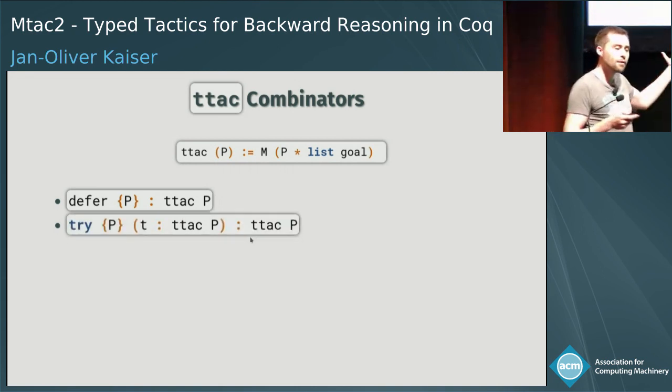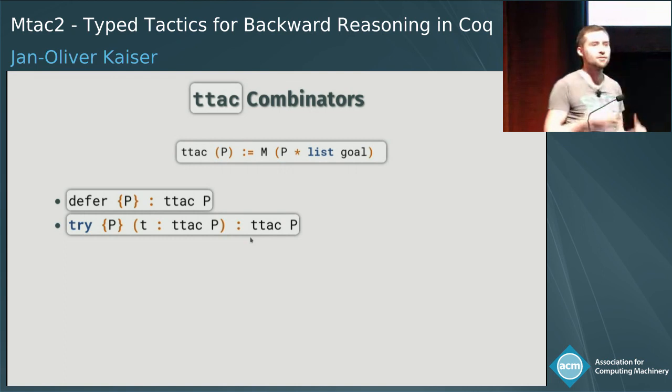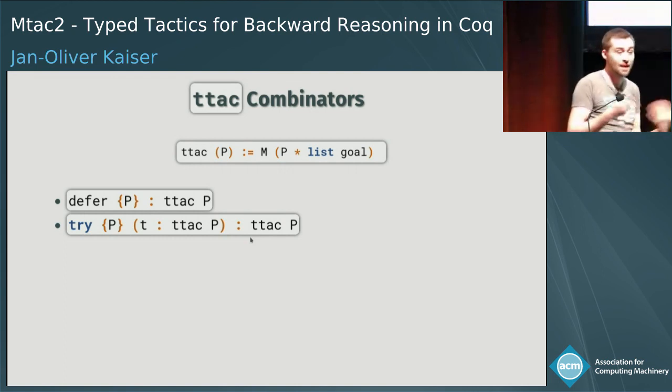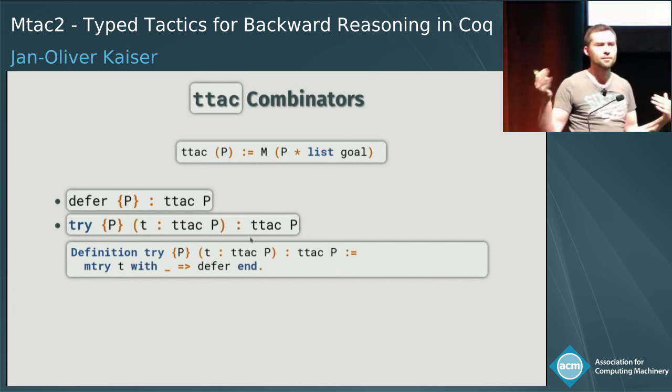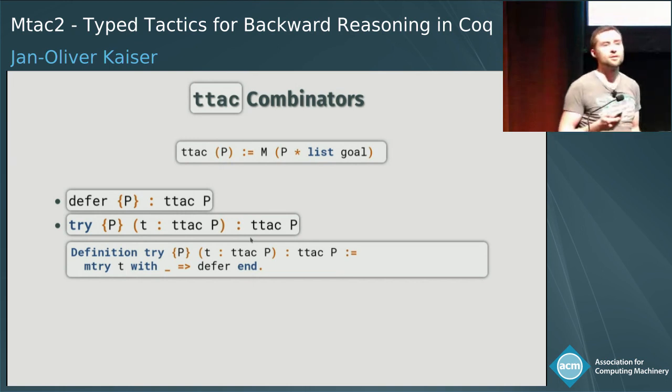We're using defer for the try combinator, right? So the try combinator takes a type tactic, and it executes that tactic. And if anything goes wrong there, we simply defer the goal, right? So we're still successful, but the static goal is now turned into a dynamic goal.